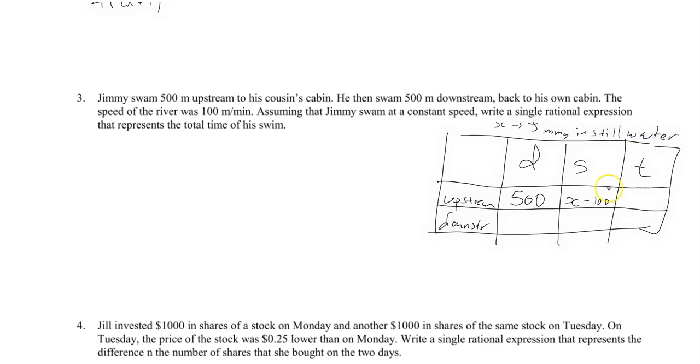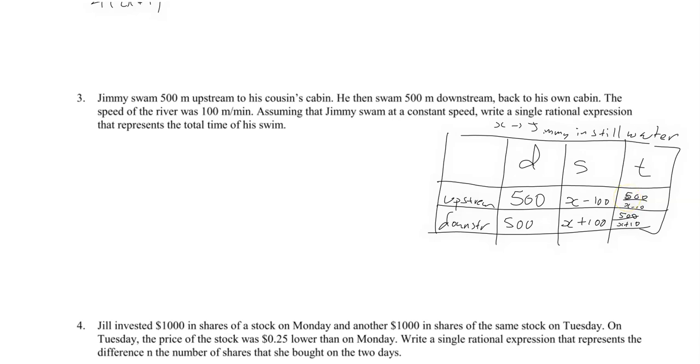Right, so if there were no current, going downstream, 500. When you're swimming downstream, you get the assist of the current, so it's x plus 10. Time is distance over speed. So it would be 500 over x minus 10, and 500 over x plus 10. So this is a chart that has all of the information in it.